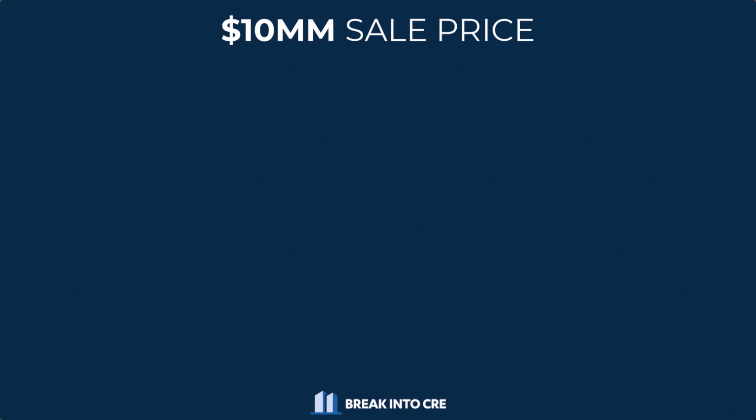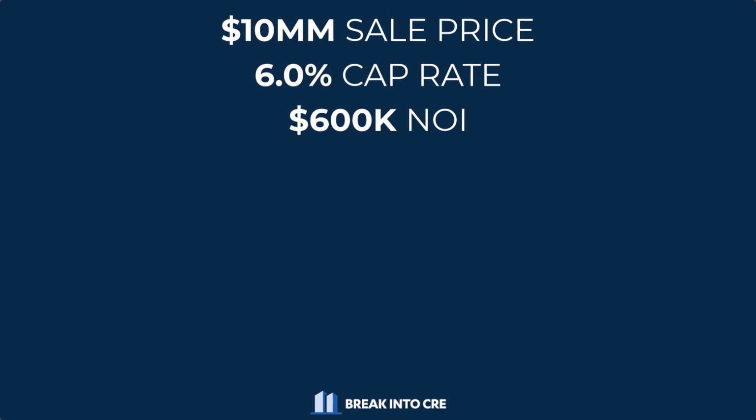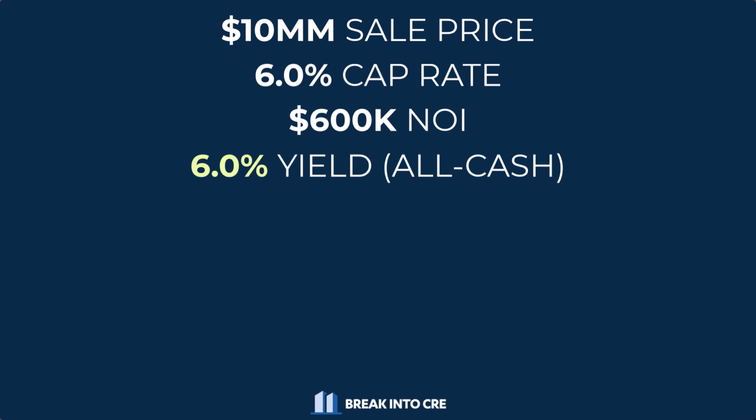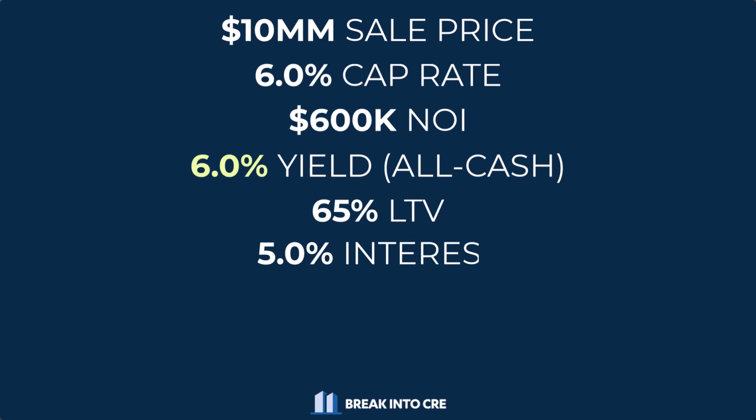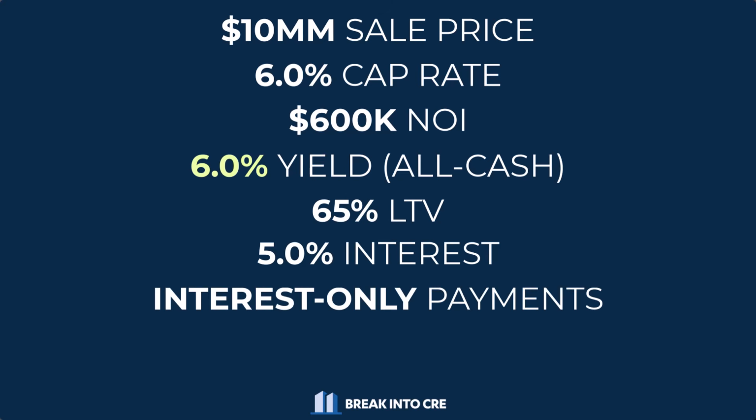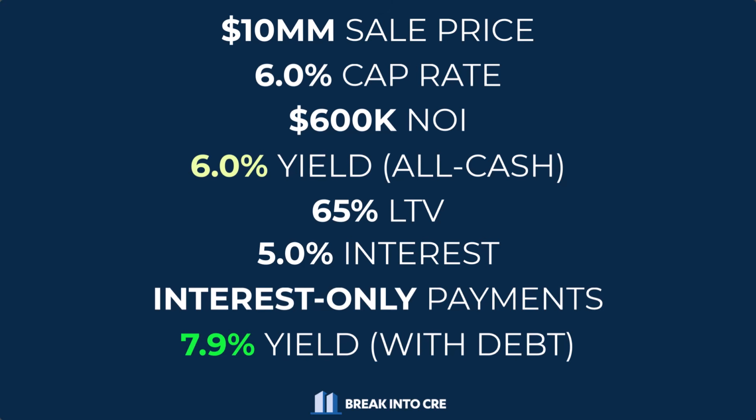For example, a property marketed for $10 million at a 6% cap rate would be projected to generate $600,000 in NOI for the investor in the first year of ownership, which is a 6% yield on an all-cash investment. However, if that same property were financed with a loan using a 65% LTV ratio, a 5% interest rate, and interest-only payments in the first year of that loan term, the same property would now produce a significantly higher going-in yield of 7.9% after factoring in debt.